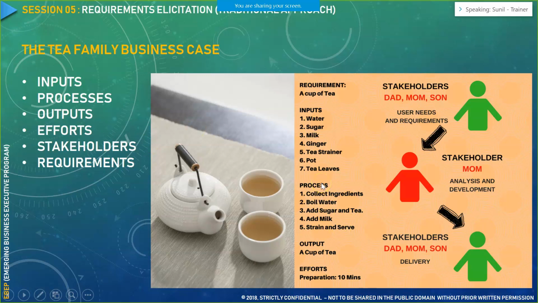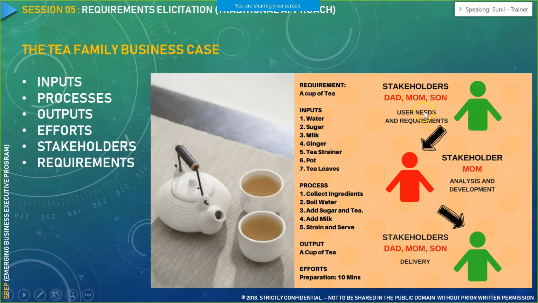So let us understand with the help of a very simple example. Let's say we have a family with a mom, dad, and a son. In this family, we have three stakeholders: the dad, the mom, and the son. Think of it from this perspective, and we would relate it to the business analysis process. Every morning they need a cup of tea. That is their requirement. So here the stakeholders are dad, mom, and son, and the requirement is to prepare a cup of tea.